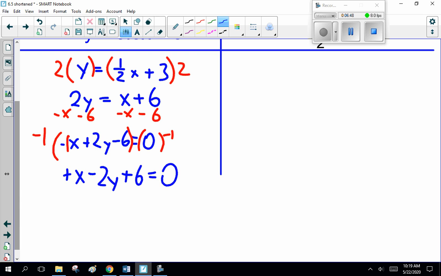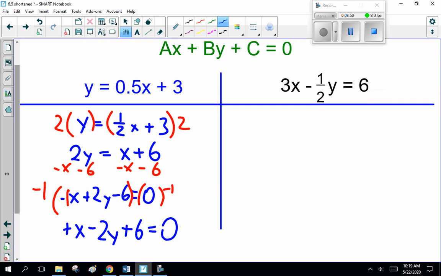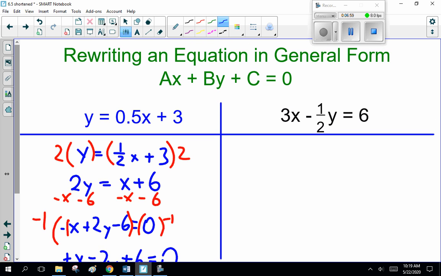Okay? Now, the last example, 3x minus a half y equals 6. I'm going to pause the recording. I want you to turn that into general form. Everything on the left side. And then I'll come back and we'll compare answers.